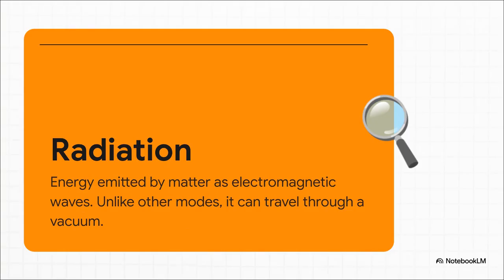Here's the deal. Any object with a temperature above absolute zero, which is everything, is constantly emitting energy in the form of electromagnetic waves. Think of it as every object glowing with invisible light. That's thermal radiation. And because it's just waves, it doesn't need a medium to travel, which is why we feel the sun's warmth from 93 million miles away.